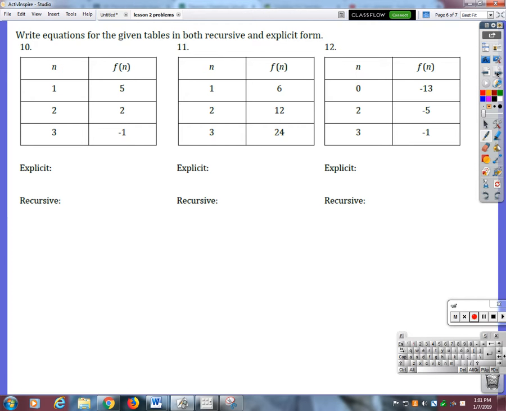Okay, so we started this a long time ago. What are we going down by each time? -3. It's going to be -3n, because it's going down by 3 each time. And then to figure out what we have to add on, we have to figure out what the number before the 5 would be. 8. So it's -3n plus 8.